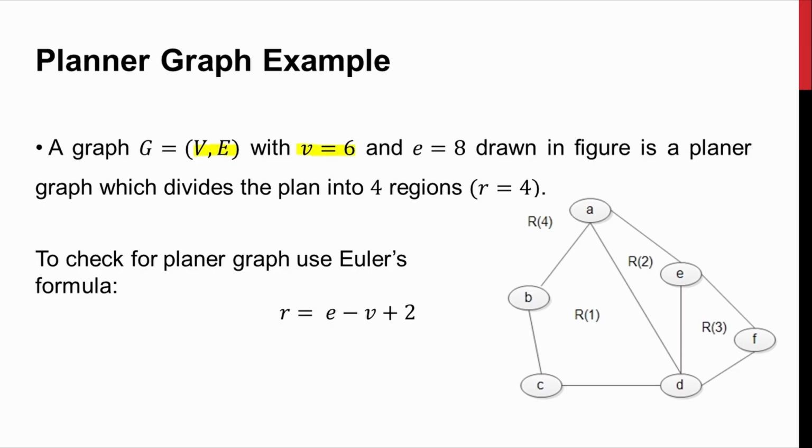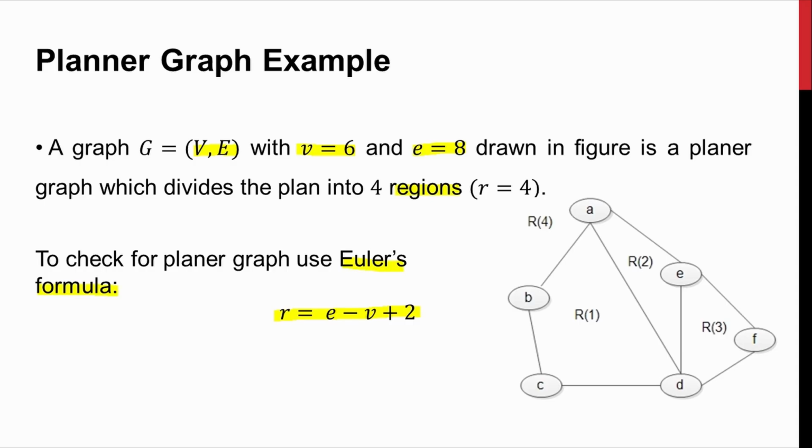Here is the next example, a planar graph G with V vertices and E edges, where V is equal to 6 and E is 8. We draw a figure of a planar graph which divides the plane into 4 regions. The regions R1, R2, R3 are the bounded regions, and R4 is unbounded. Here we want to find the number of regions. So we write the formula like this: R is equal to E minus V plus 2, the Euler formula.